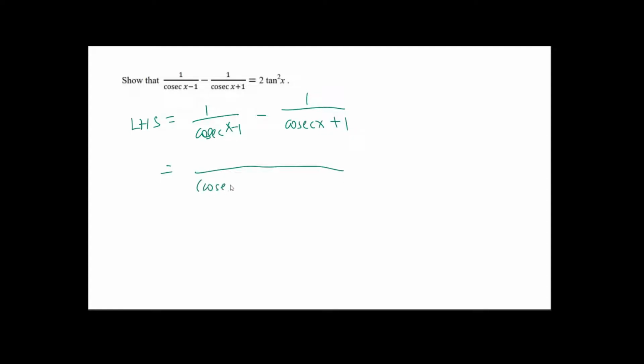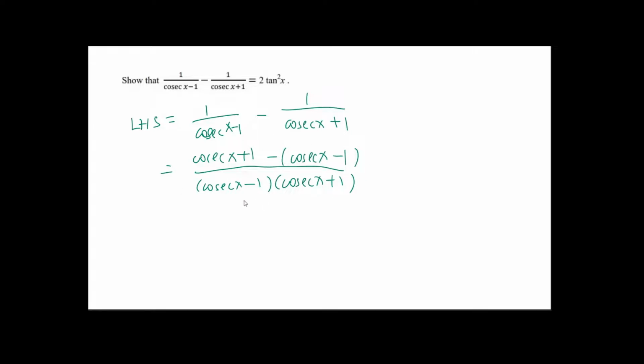So I have cosecant x minus 1 times cosecant x plus 1 in the denominator. Then on the numerator, I'll have cosecant x plus 1 minus cosecant x minus 1. This is how you combine the fractions. We multiply these two denominators together. For this side, I will multiply top and bottom by cosecant x plus 1. For the other one, 1 over cosecant x plus 1, I'll multiply top and bottom by cosecant x minus 1 over cosecant x minus 1. So this is how I get it.